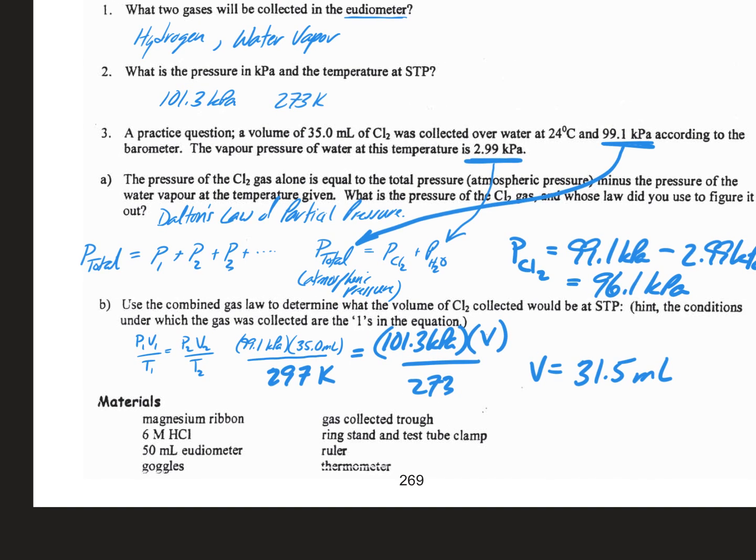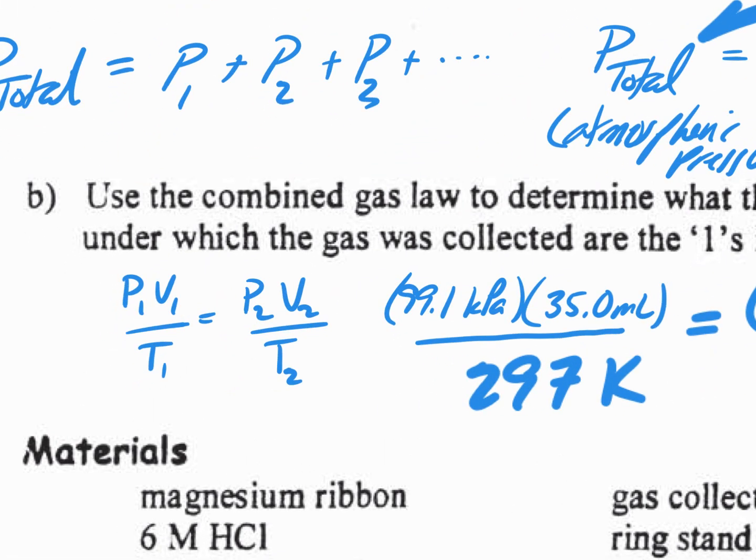All right, so I just set this up right away. We're going to use the combined gas law to find the volume of this chlorine that was collected under standard temperature and pressure. So there's the combined gas law.